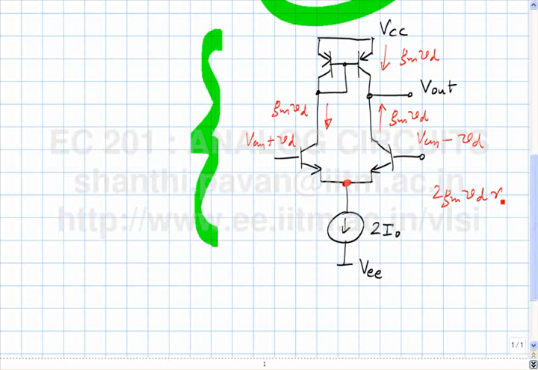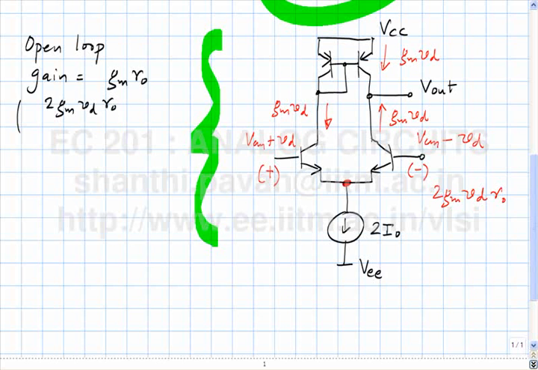R. Okay. What is the voltage you have put between these two terminals, between the plus and minus? Please note that this is the plus terminal of the op-amp, this is the minus terminal of the op-amp. So what you have put is 2 VD. So if you want to treat this as an op-amp, the open loop gain is GM R0. Open loop gain is GM times R0, and that is coming because it is 2 GM VT times R0 divided by 2.